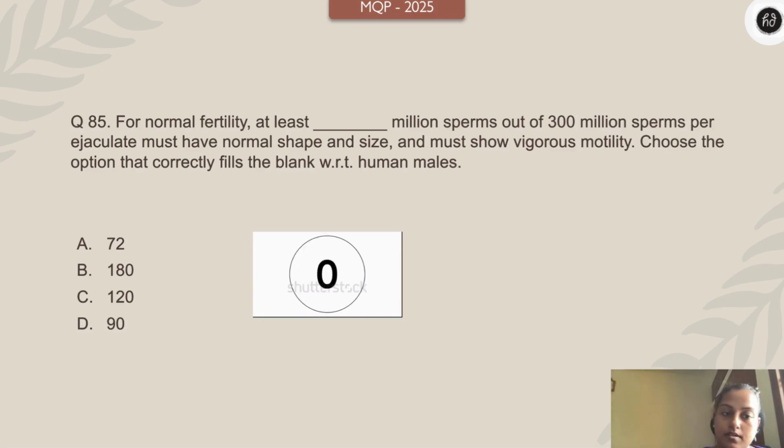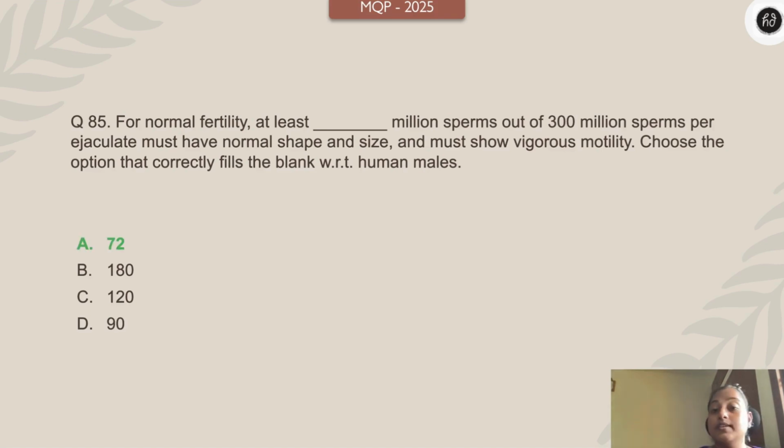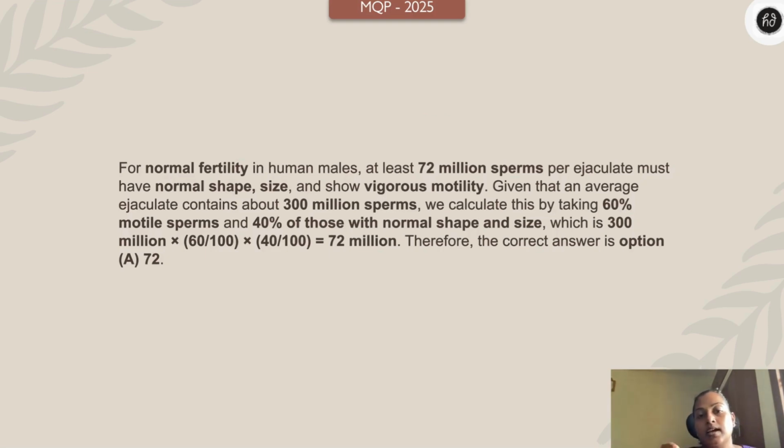Okay. Yes. So this is very simple, children. 72 is the answer because if there are 300 million sperms, 60% of that is going to show vigorous motility. So what is 60% of 300? 180 sperms. Out of that 180, only 40% will have normal shape and size. 40% of 180, 40 divided by 100 into 180, is equal to 72 million. Correct? Simple. So 60% of the given 300 will have vigorous motility, and 40% of that will have normal shape and size.